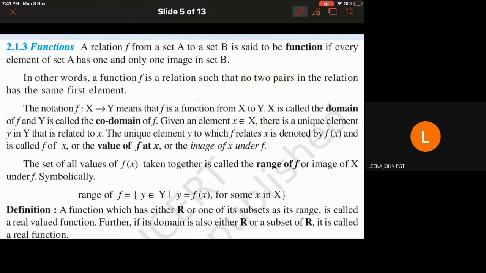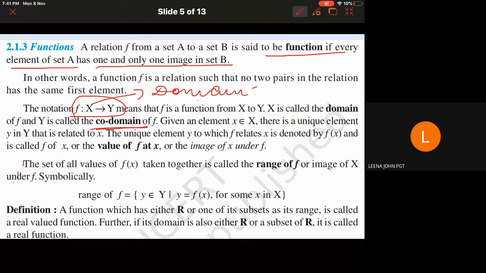Why? A function is defined if every element of set A has one and only one image in B. Suppose f is defined from X to Y. The first set we call the domain of the function, and the second set we call the codomain of the function. The function is said to be a real function if the domain is real numbers or a subset of real numbers, and the codomain or range is also a set of real numbers or a subset of real numbers.